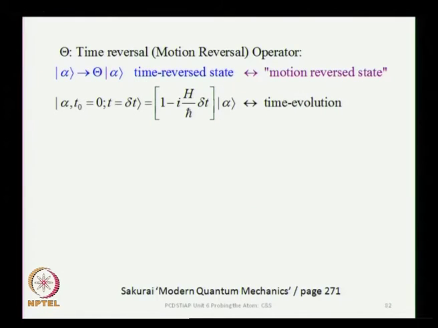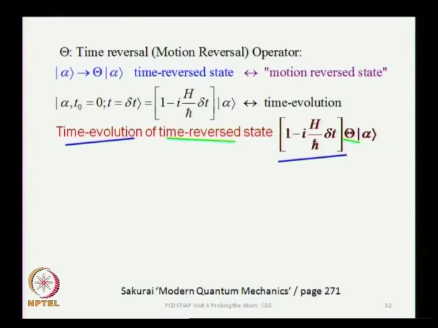Now we will introduce time reversal or motion reversal. This is what time evolution is: if alpha is an arbitrary state, we operate on it by the time evolution operator, which is 1 minus i H over h cross delta t. This is the usual time evolution operator in quantum mechanics that you have used to get the Schrodinger equation for the state vector. It is based on this essential idea which describes the time evolution of the state vector.